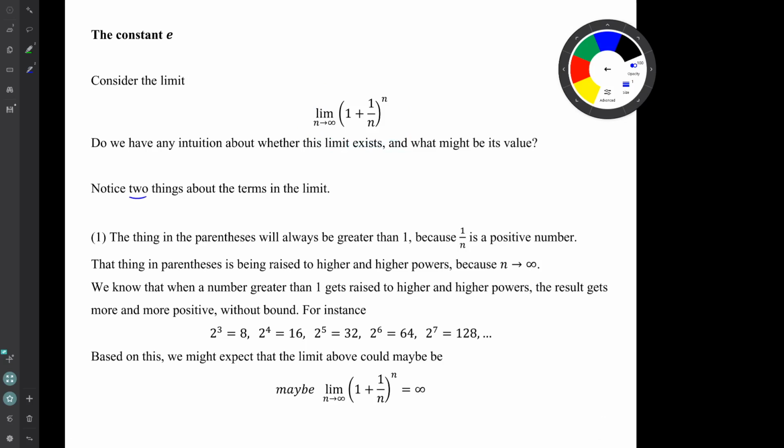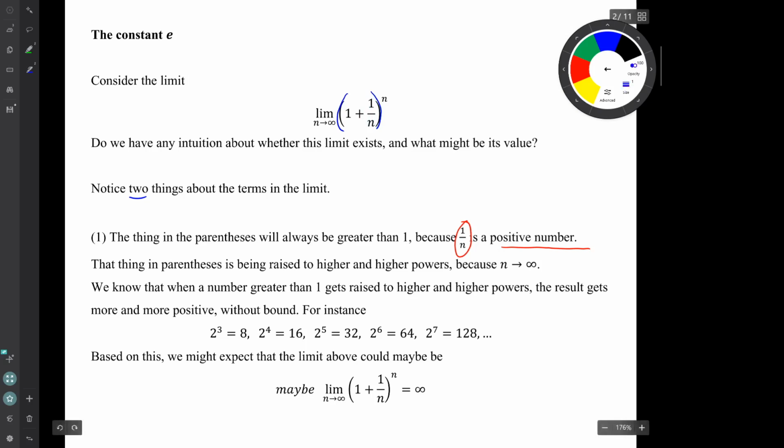First of all, the thing in parentheses will always be greater than 1, because we're imagining n going to infinity, so n will be positive, so 1 over n will be positive. And so what we have in parentheses is 1 plus something that's positive.